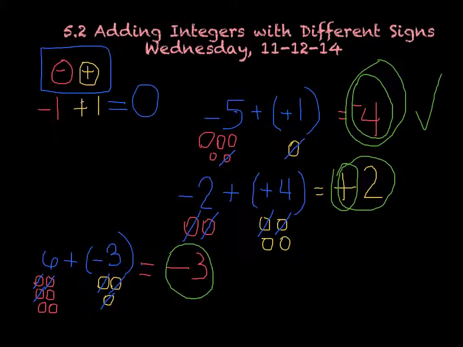This should be 6 positives. Go back and change your work. And 3 negatives. Okay. See, when I was solving this, I said 6 minus 3 is 3, and I have more positives here than I do negatives. So my answer should be +3. Let's see what our model looks like. Cross out 1 like that, like that. Have one more to go, like that. And I have 3 positives left over.